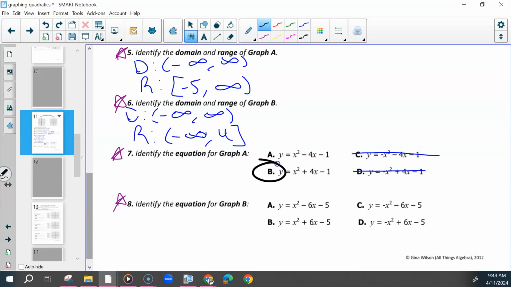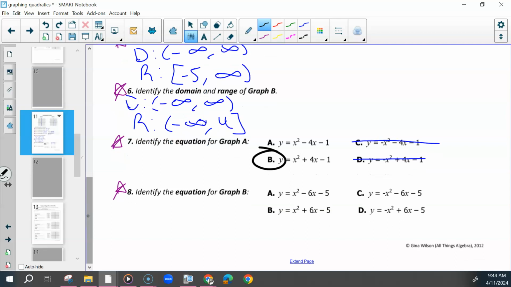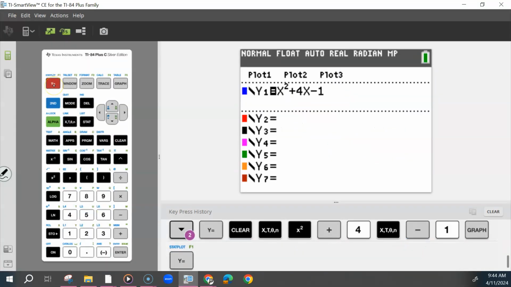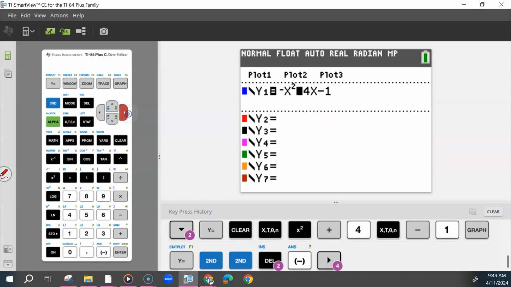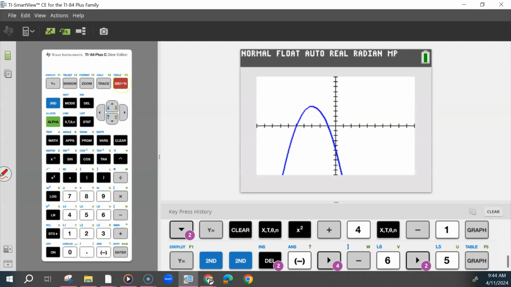And then for number 8, graph B faces down, so which 2 can we eliminate? A and B. Which one do we think this might be? C. Okay, so let's put C in. Negative, minus 6x, minus 4. Does that look like graph B? No.